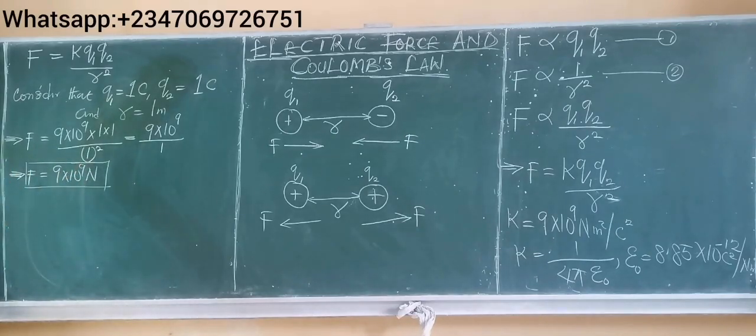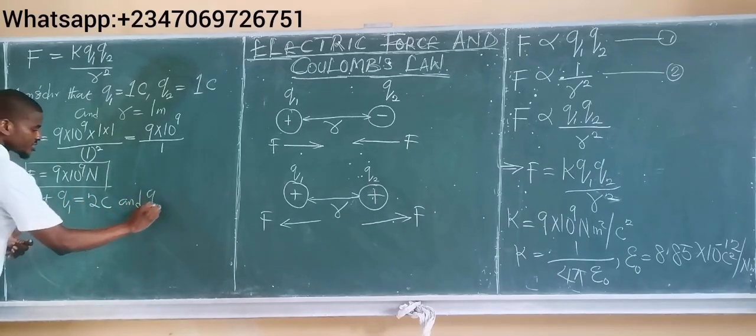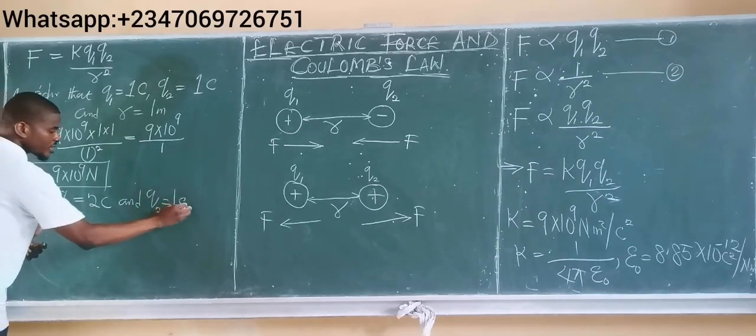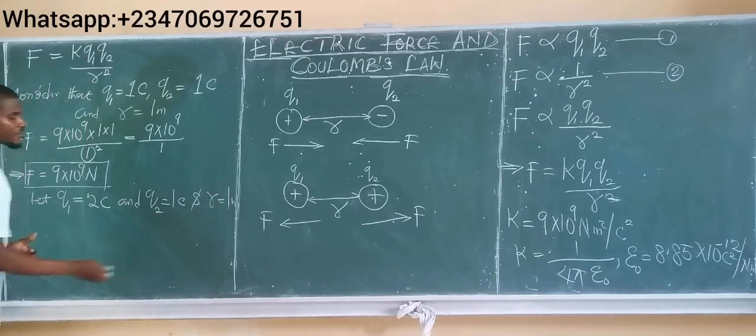Now, what happens when I double one of the charges? Let us double one of the charges. Let q1 be equal to 2 coulombs, and let q2 still remain as 1 coulomb, and let the distance r still remain as 1 meter.